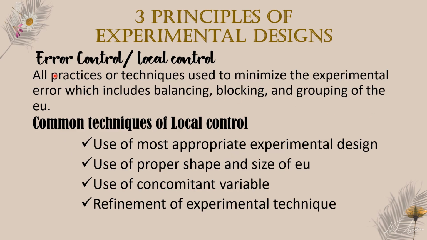And then we have here the error control or the local control. It is the means by which the experimental error is controlled. So these are all practices or techniques used to minimize the experimental error, which include balancing, blocking, and grouping of experimental units. So what are balancing, blocking, and grouping? We will define them later.